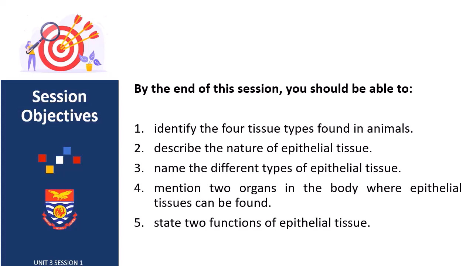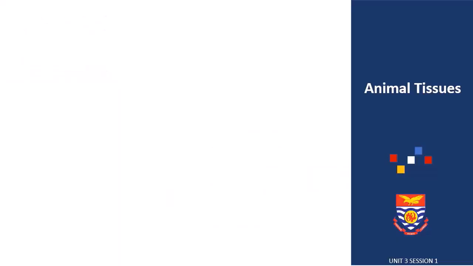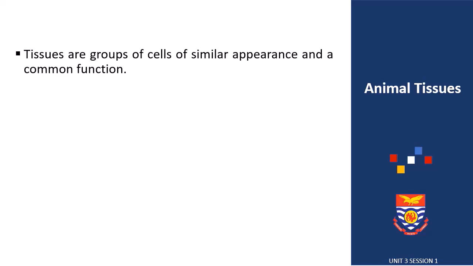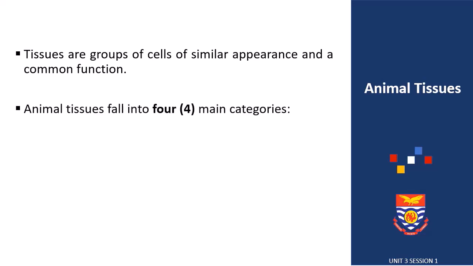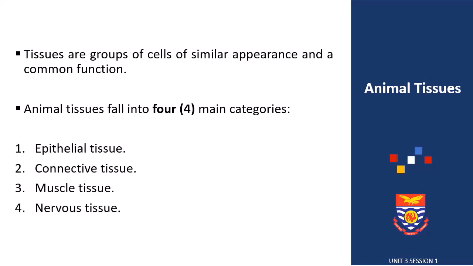of epithelial tissues. To begin with, we will start by getting to know what a tissue is. So any group of cells that bear similar appearance or characteristics and perform a common function are referred to as tissue. And in animals, tissues are grouped into 4 main categories. And these are epithelial tissue, connective tissue, muscle tissues, and nervous tissues.